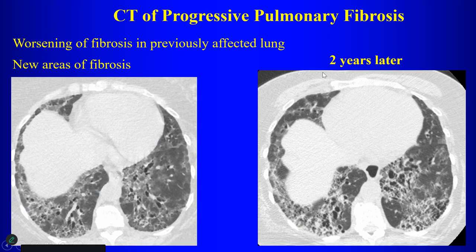Okay? So what do we see with progressive pulmonary fibrosis, with fibrosis that's getting worse, or what is it that we look for to say that there's progressive pulmonary fibrosis? We look for worsening of fibrosis in previously affected lung. We look for new areas of fibrosis, pretty obvious, right? That's what we look for.